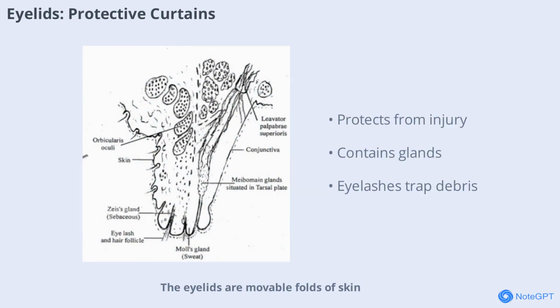Eyelids are movable folds of skin and muscle that protect the eyes from injury, excessive light, and dehydration. They contain several layers including skin, connective tissue, muscles, tarsal plates, and conjunctiva. Specialized glands within the eyelids, such as meibomian, Zeiss, and Mall glands, secrete oils and mucus that maintain tear film stability and prevent evaporation. Eyelashes along the lid margins trap dust and debris.